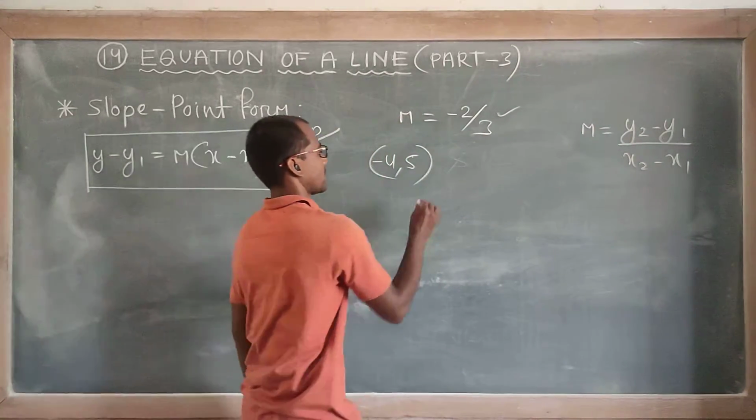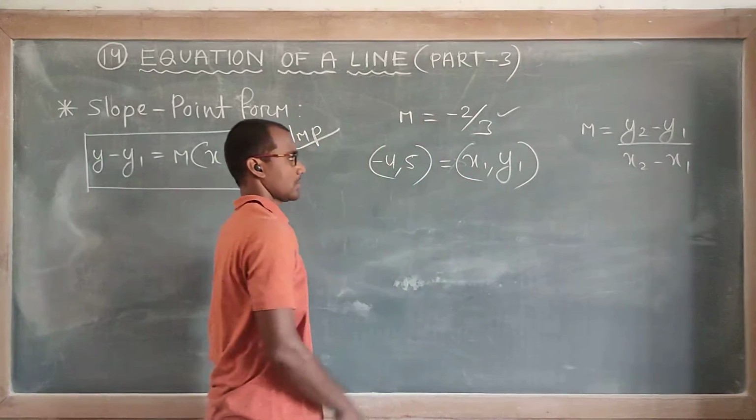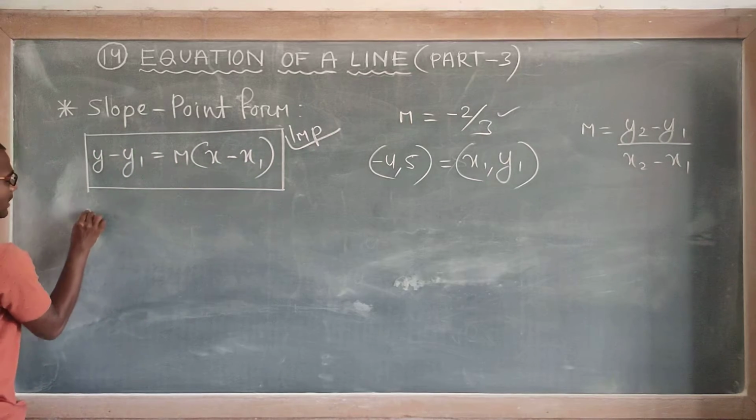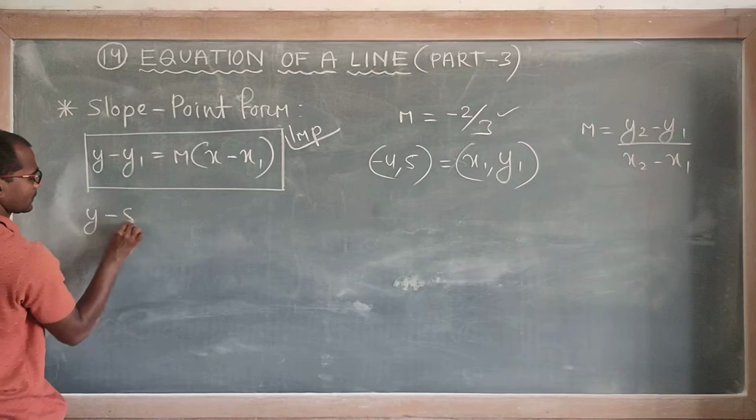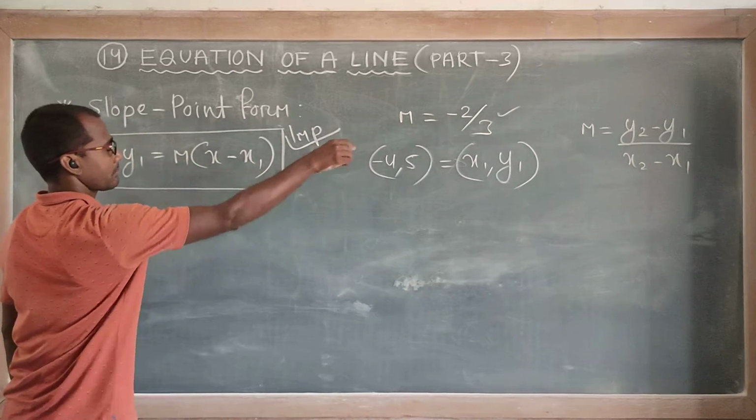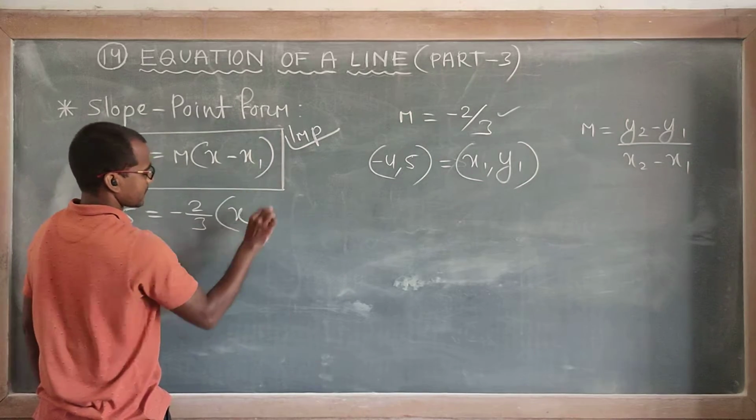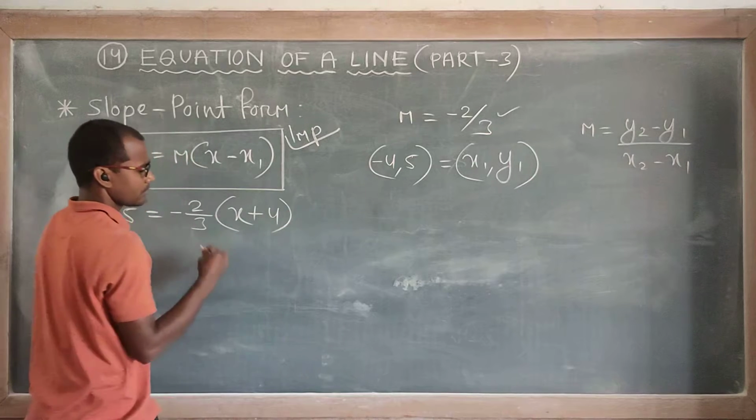Coordinates also given. This is x1, y1. Put the values here. So y minus, what is y1? 5, is equal to, what is m? Minus 2 by 3, into x minus x1. So x minus minus 4, that is plus 4.